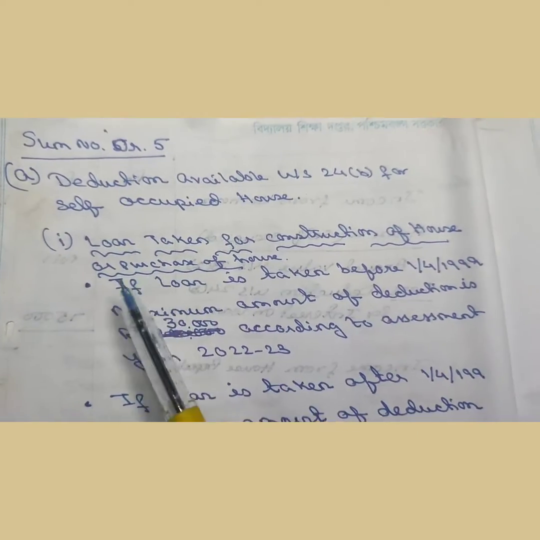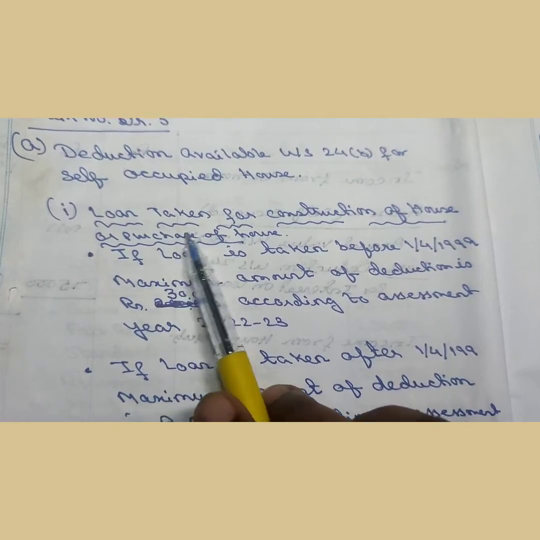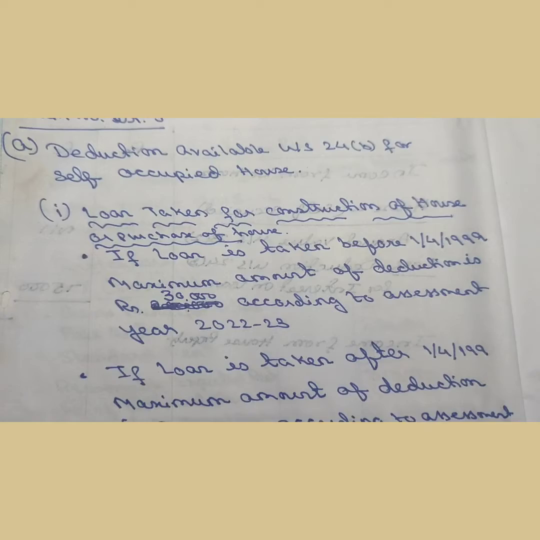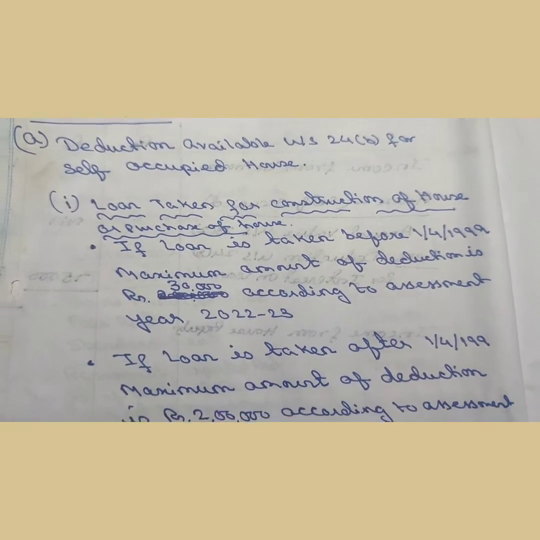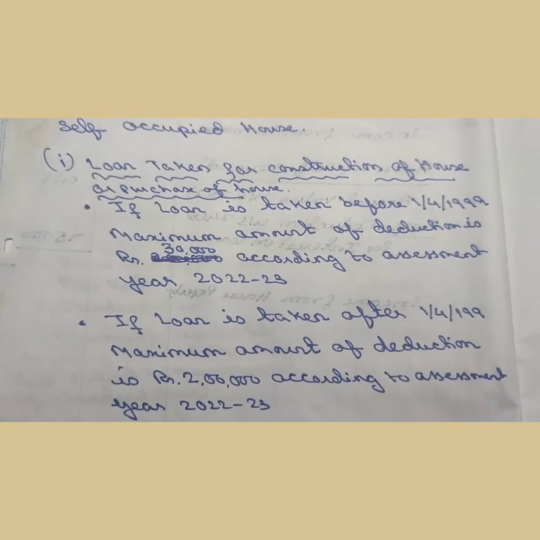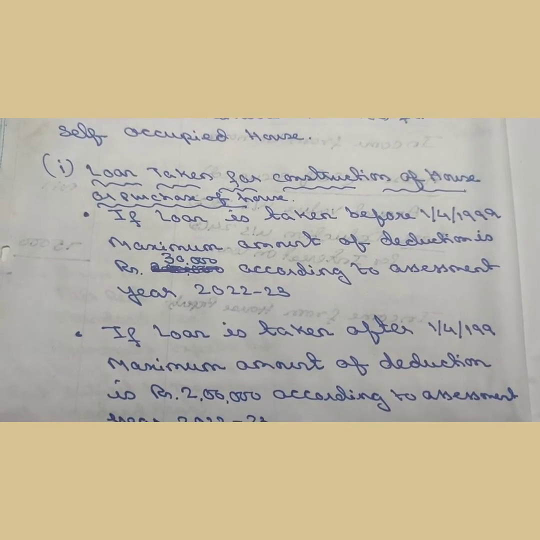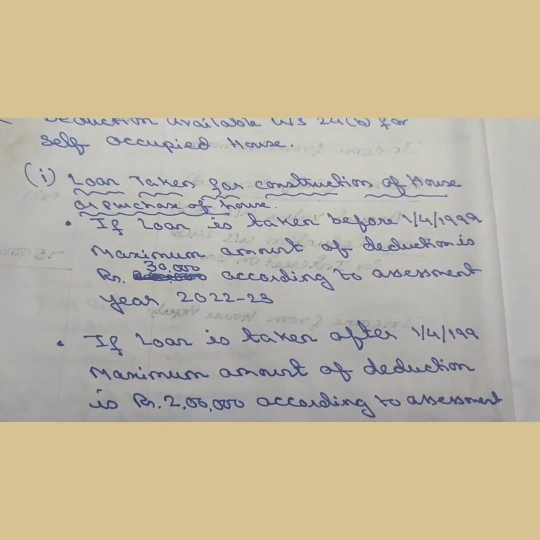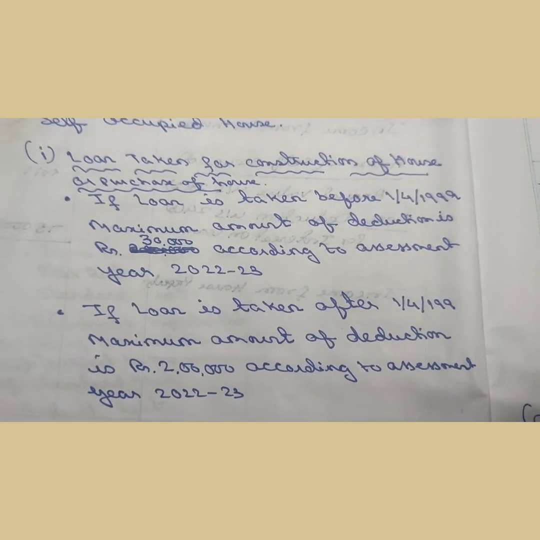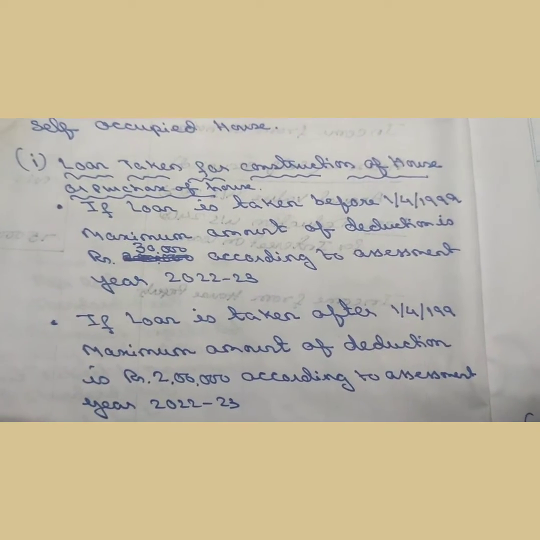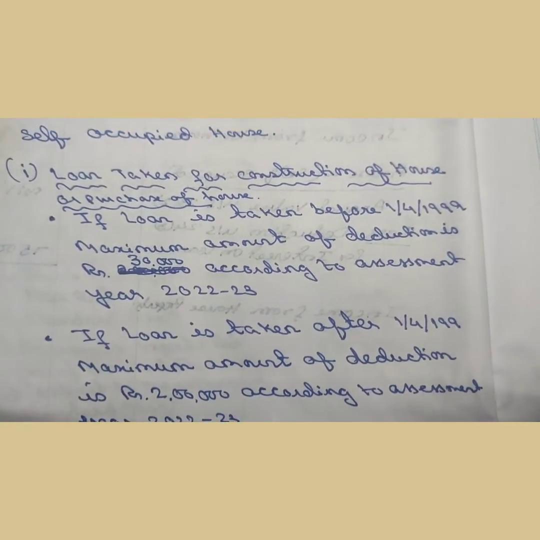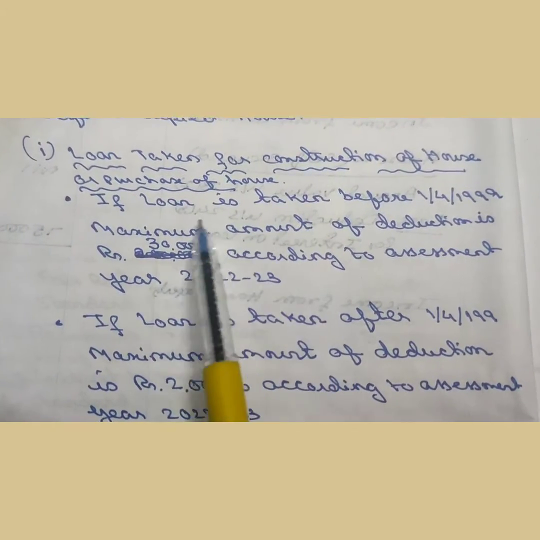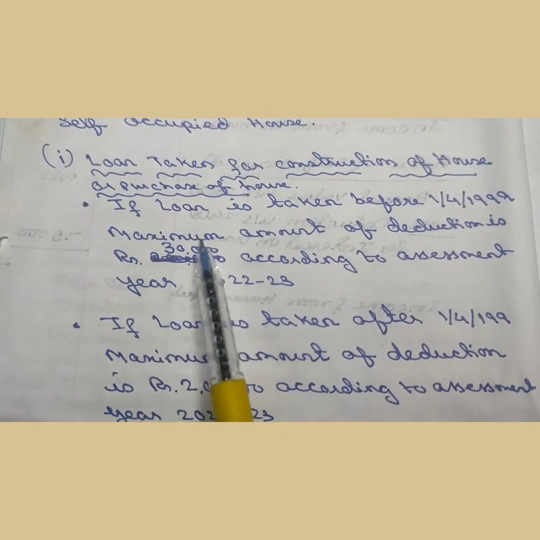What is that? Number 1, loan taken for construction of house or purchase of house. There may be two situations. One, house loan is taken for construction or acquisition or purchase of house, or loan is taken for repair of house. So in case of loan taken for construction of house or purchase of house, there is a maximum limit. What is that? There are also two parts.